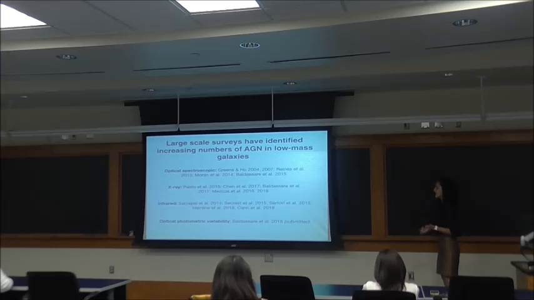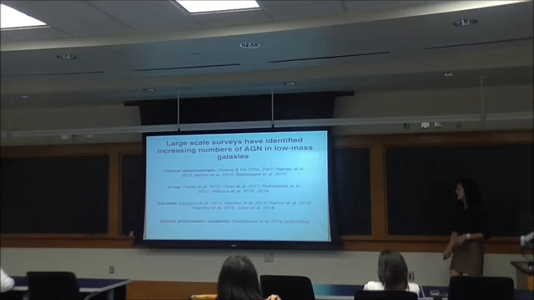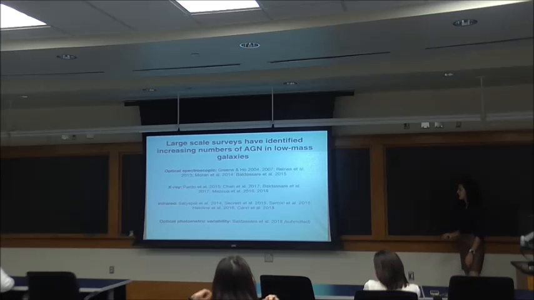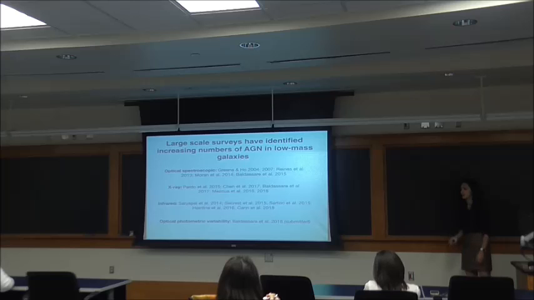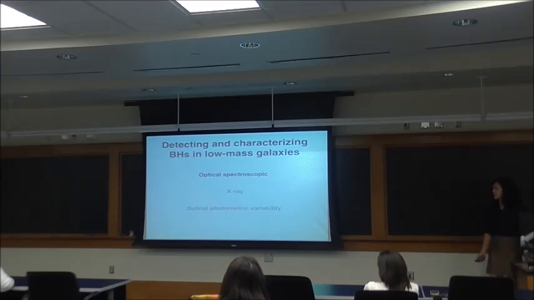As recently as 2004, I think there were only 2 AGN known in bona fide dwarf galaxies, as in less massive than the Large Magellanic Cloud. But thanks to large-scale surveys, we've identified an increasing number of AGN in low mass and dwarf galaxies using optical spectroscopic techniques, X-ray techniques, infrared, and recently I've been doing a lot of work using optical photometric variability to identify AGNs in low mass galaxies. So these are the 3 that I've worked on that I'm going to touch on today.